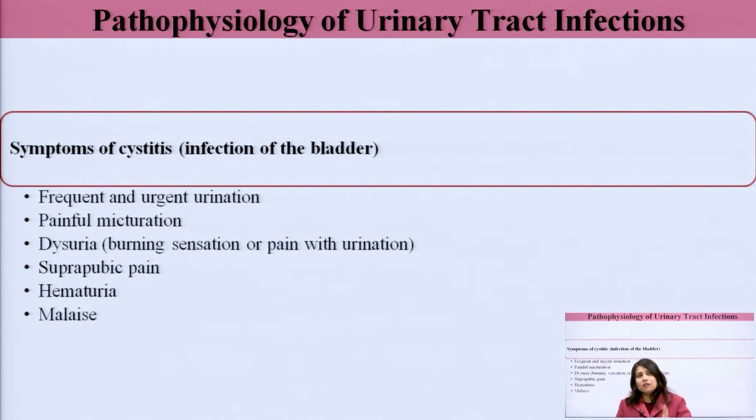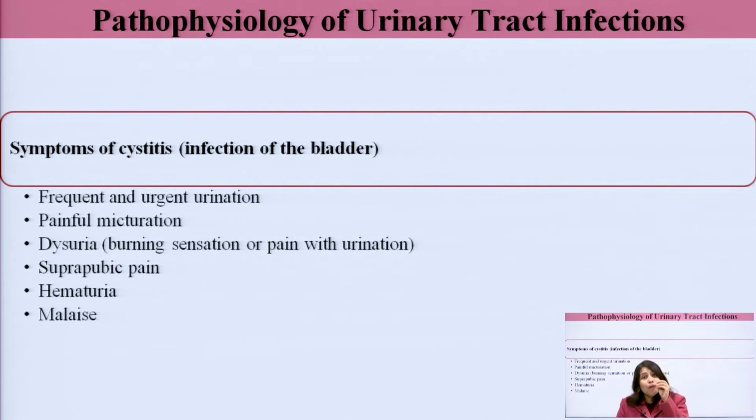Apart from that, because the infection has moved to the bladder, a bit upper region, it results in suprapubic pain. Supra means above, and pubic, there is the pubic region. So in the suprapubic region, the pain is felt. This suggests that the infection has moved to the bladder.